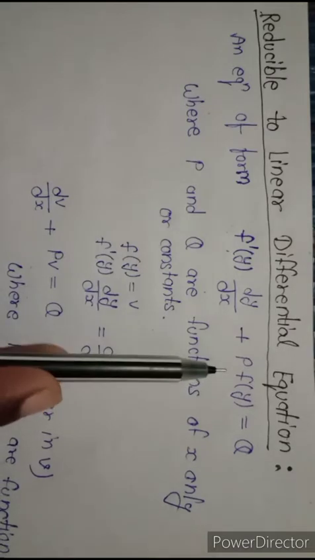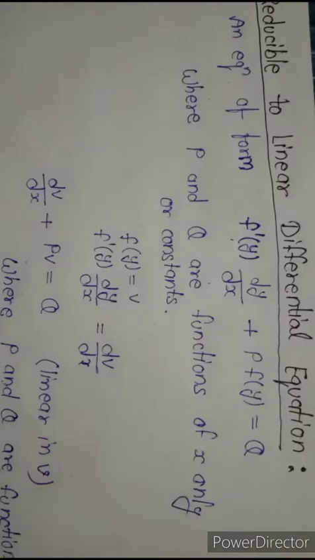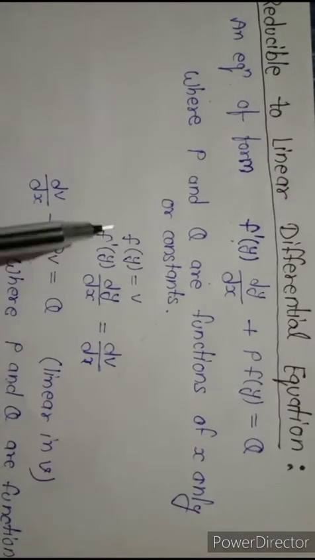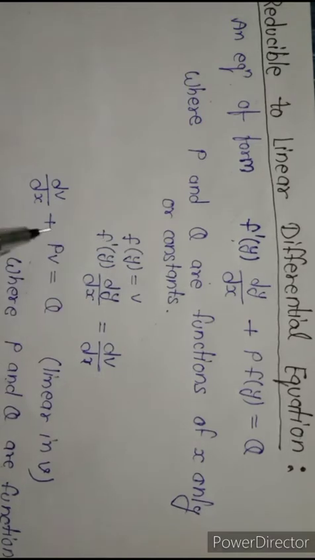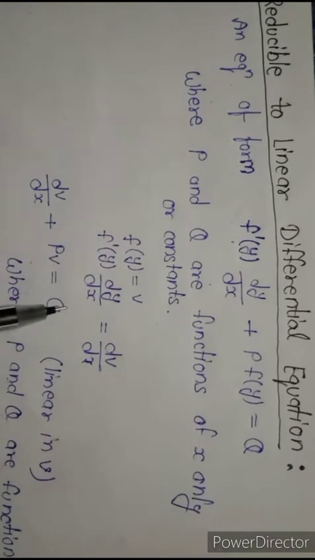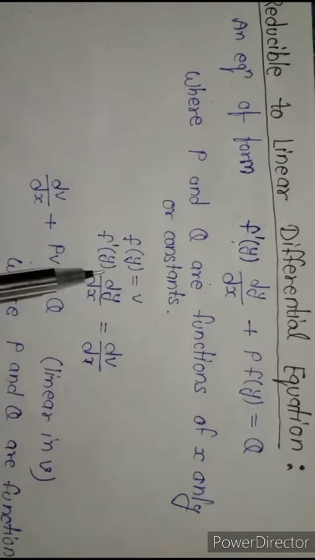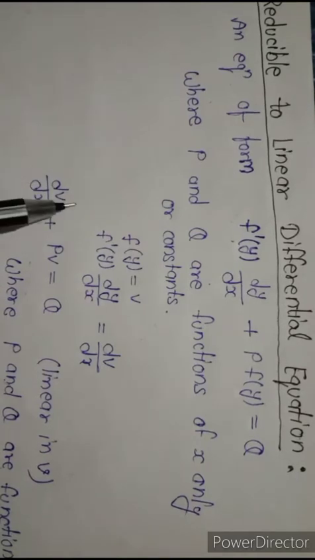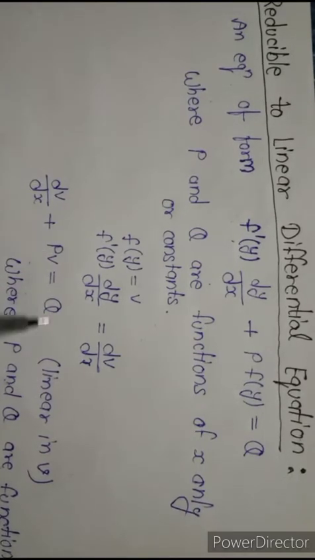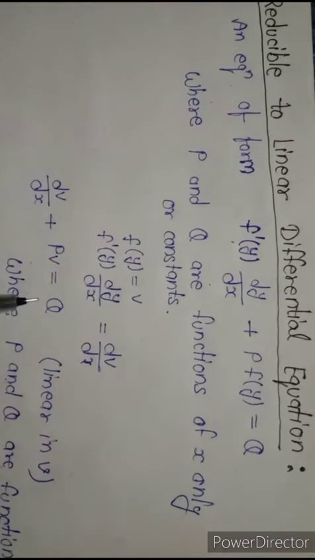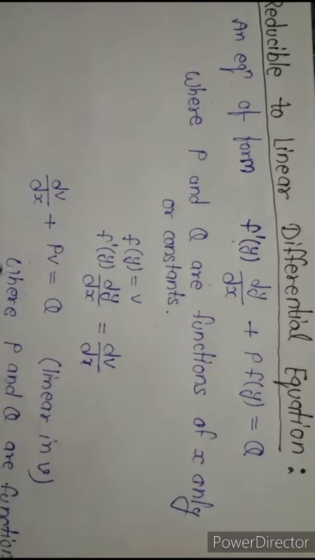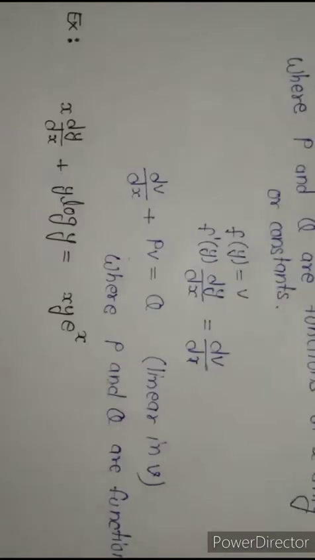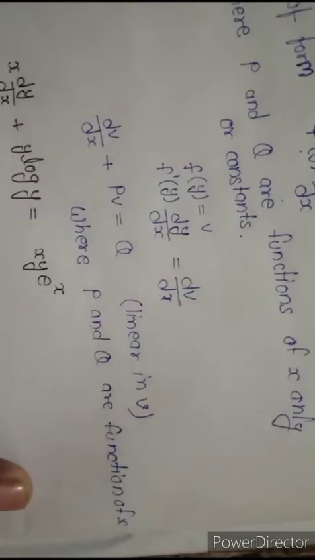We will take f(y) as v, since this is creating the problem here. So we consider f(y) as v, and then differentiate on both sides with respect to x. Then f'(y) dy/dx is equal to dv/dx. Now we put these values in the equation. After putting them, you can see this becomes dv/dx + pv = q. So this is now reduced into a linear differential equation, which is linear in v, because v here is the dependent variable. So we can see that this is linear in v, where p and q are functions of x only.